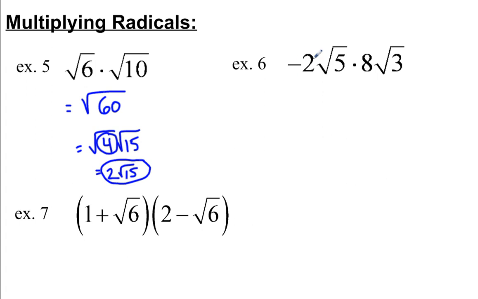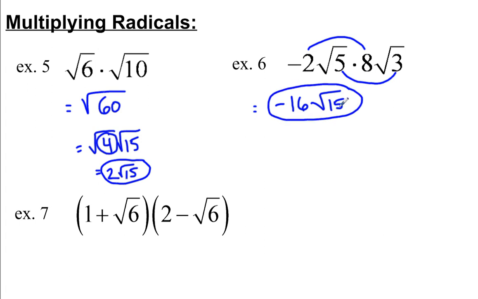Hop over to example 6. Just slightly more complicated. I multiply the rational parts here. Negative 2 and 8, I get negative 16. I multiply the irrational parts, the 5 and the 3 that are underneath the square root. I get 15. That's our simplified form right there because 15 has no perfect square factors other than 1, which doesn't help us.